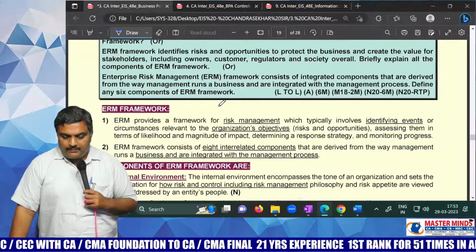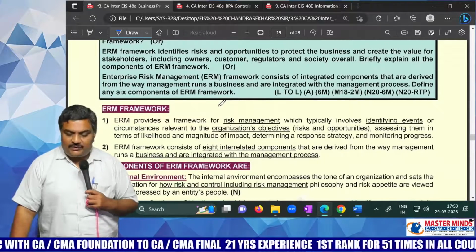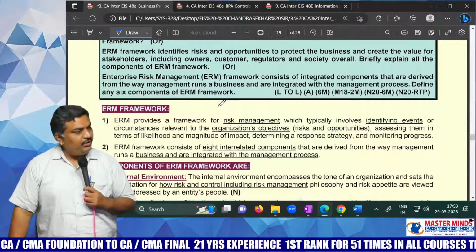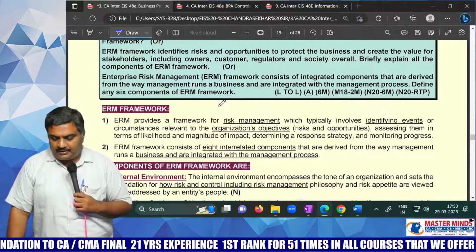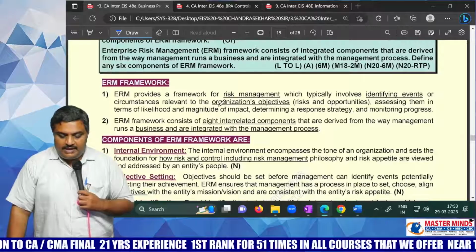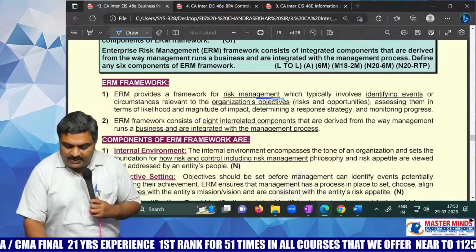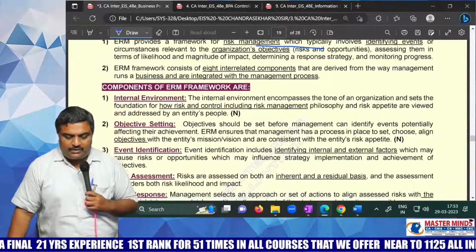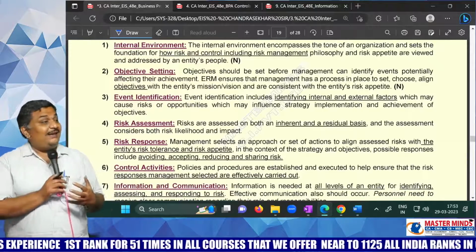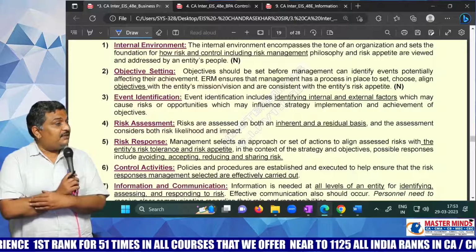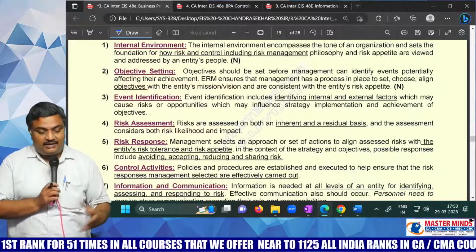Now, see, I am expecting one question from this ERM. I don't know which question, but definitely this is a very important topic. Now, ERM provides a framework for risk management, that we already know. What are the components of ERM? Components of ERM means what? You are asking me, sir, if I want to have good enterprise risk management in my company, what should be there?